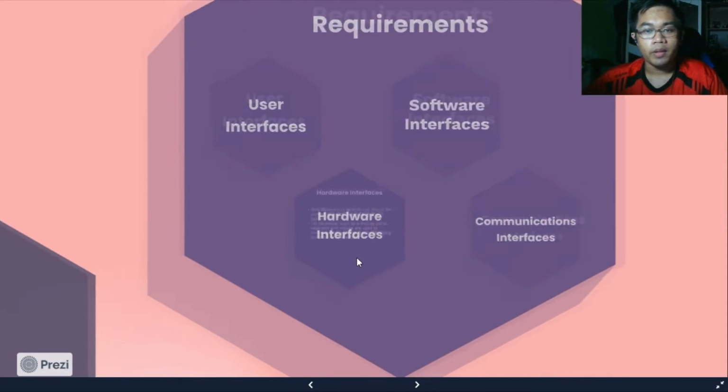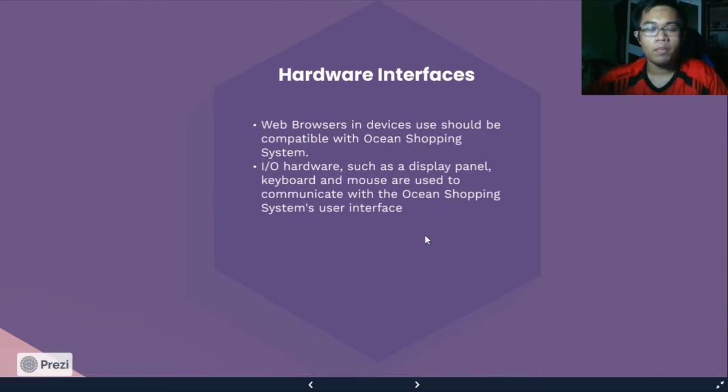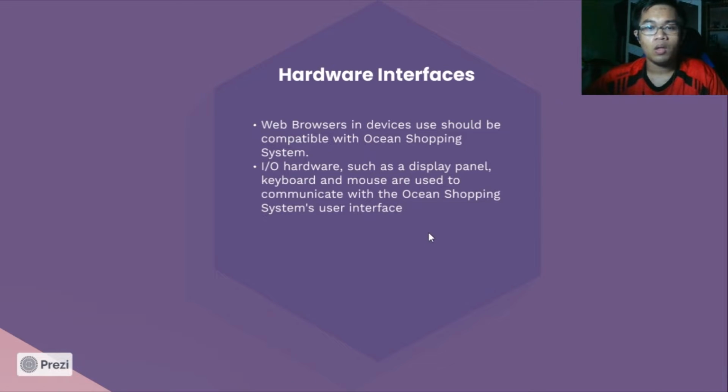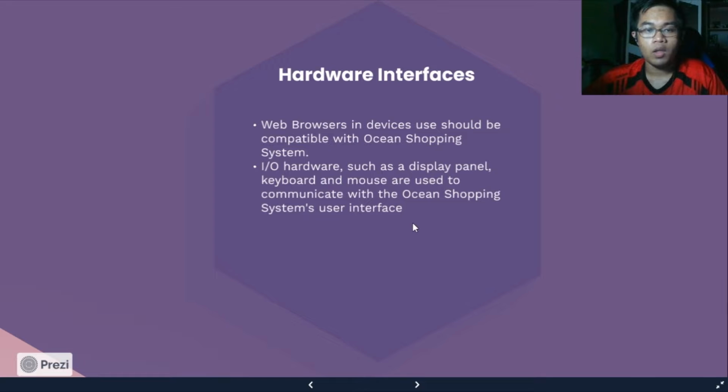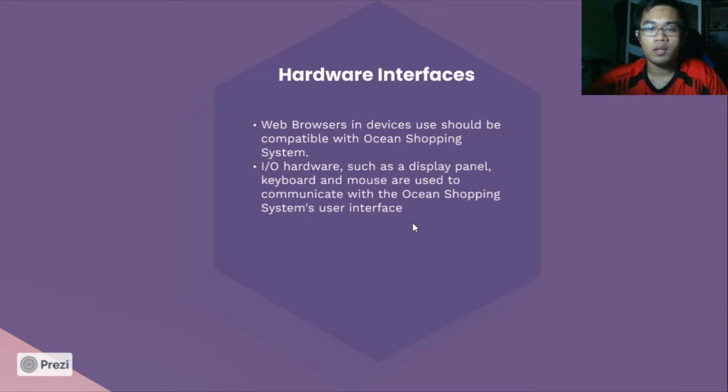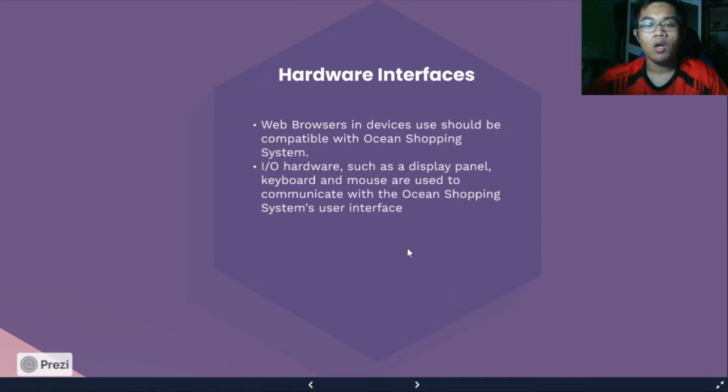For hardware interface, the web browser in the device used should be compatible with the Ocean shopping system. Input-output hardware such as display panel, keyboard and mouse are used to communicate with the Ocean shopping system user interface.